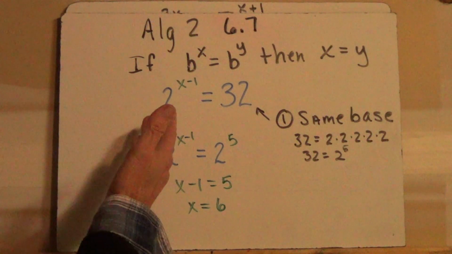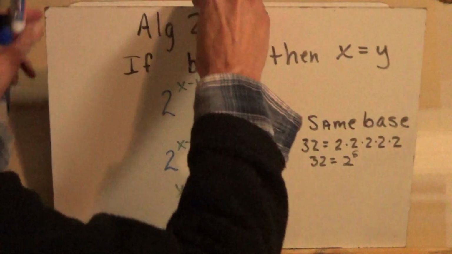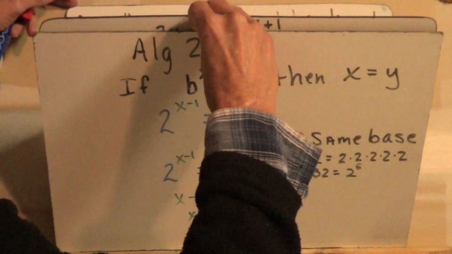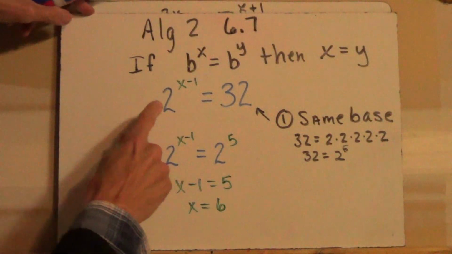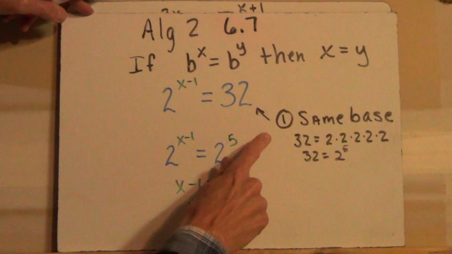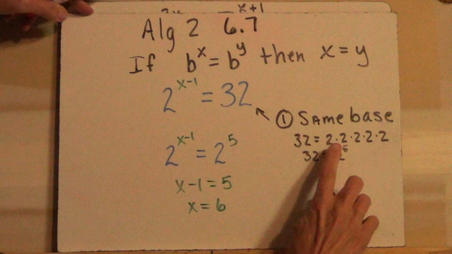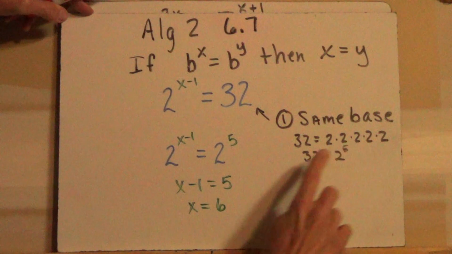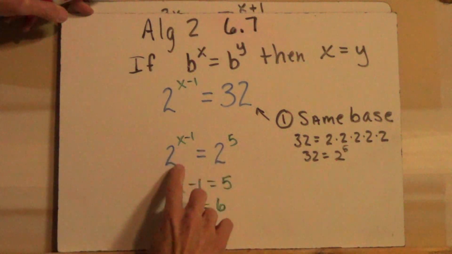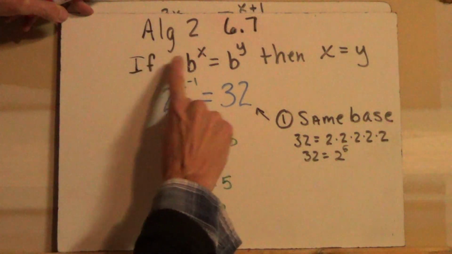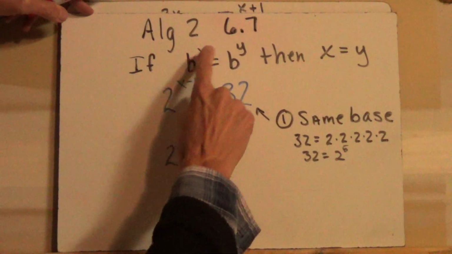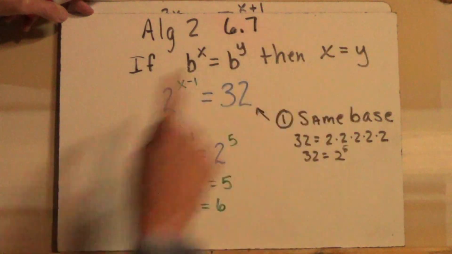So we have the same base here. We have the same base as the first thing that we shoot for. So 32 can be broken down to 2 times 2 times 2 times 2 times 2, which is 2 to the 5th. As soon as we can set the same bases, we come back to this principle, that b to the x equals b to the y, then x and y are equal.